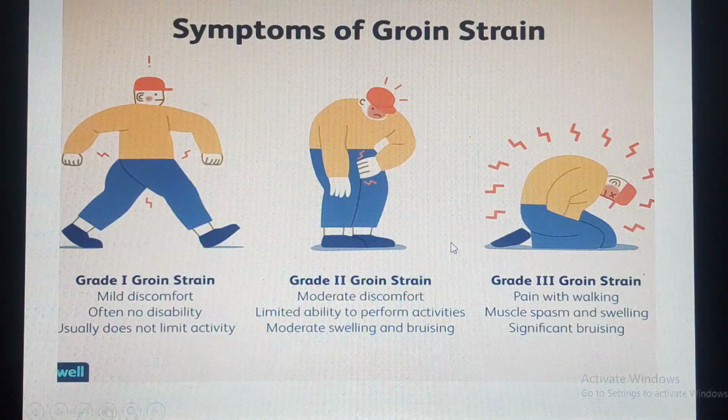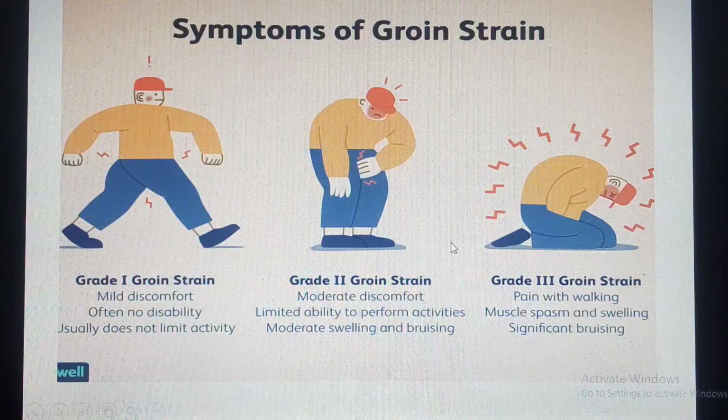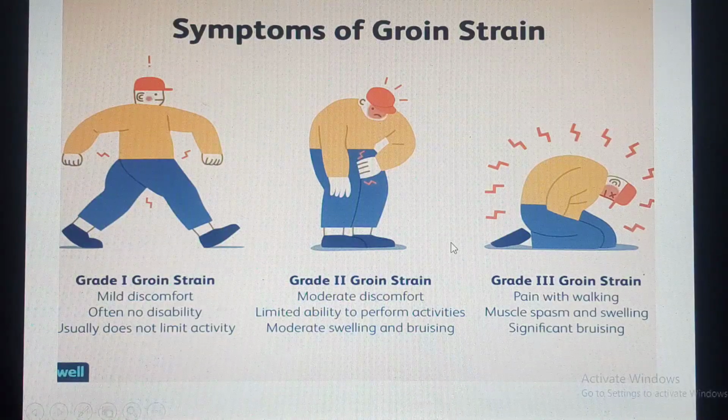And R is for rest. You have to rest that limb. You have to apply ice, I for ice application, C for some compression to be done, and then E for elevation. But you can see in this slide that for grade 1, it's quite mild, with less discomfort, and doesn't bring any disability. So the person can actually move.